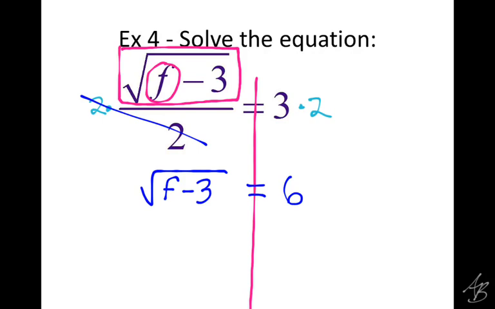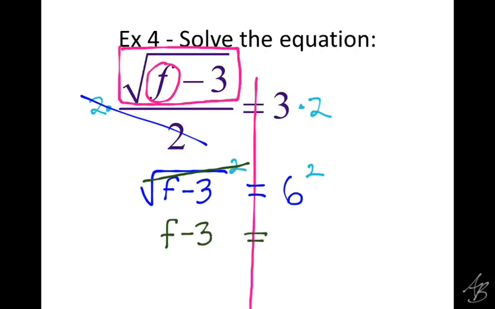So now we can get rid of the square root by doing what? Square it. So we're going to square the square root, and then we're also going to square the right side, because whatever we do on one side we have to do on the other. And when the square and the square root cancel, what does that leave? F minus 3. So it's just what was in the square root.